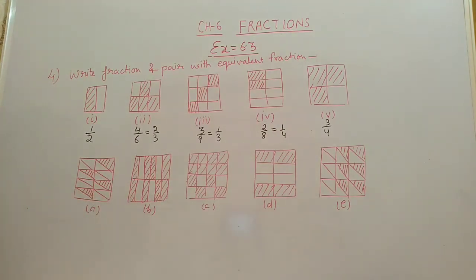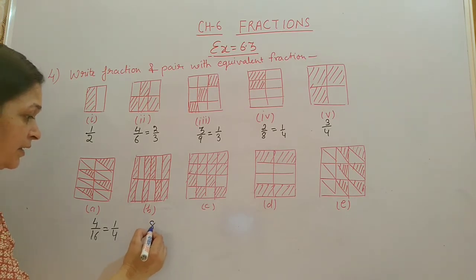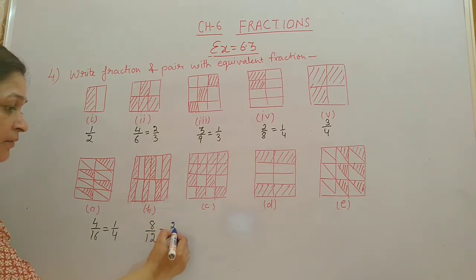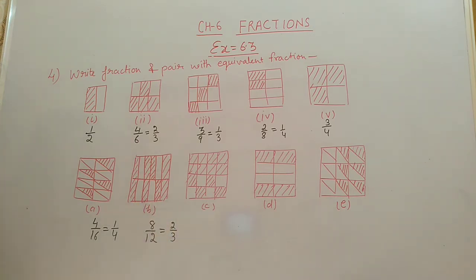Next figures, here we have a total of 16 parts. Out of 16, 4 are shaded. So 4 by 16. If we cancel it by the 4 table, 4 1s are 4 and 4 4s are 16. We will get 1 by 4. In the second one, a total of 8 parts are shaded out of 12. This also we can cancel by the 4 table. 4 2s are 8 and 4 3s are 12.